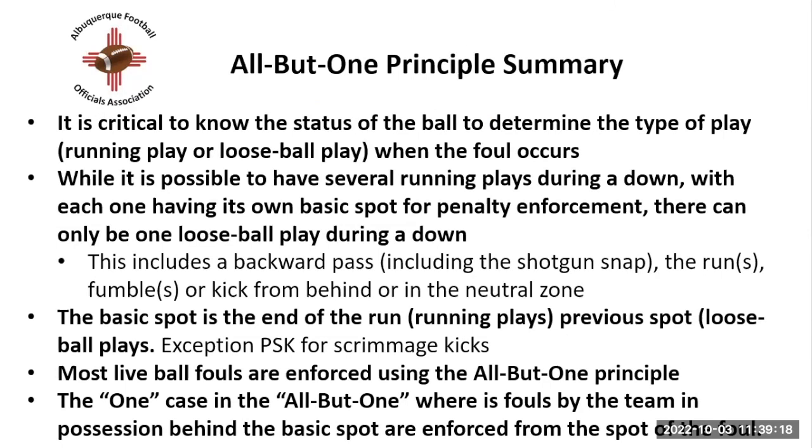In summary, it is critical to know the status of the ball to determine the type of play, running play, or loose ball play when the foul occurs. While it is possible to have several running plays during a down, with each one having its own basic spot for the penalty enforcement, there can only be one loose ball play during a down. This includes a backward pass, including the shotgun snap, the runs or run, fumble or fumbles, or a kick from behind or in the neutral zone. Those are all part of that same loose ball play. The basic spot is the end of the run for running plays, the previous spot for loose ball plays.